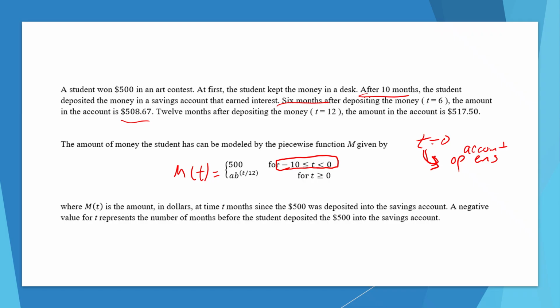Then as soon as we open the account, you're now going to switch your function, right? It's a piecewise function, to the bottom function, which is going to be an exponential growth for this savings account. Where M of t is the amount of dollars t months since the $500 was deposited, a negative value for t represents the number of months before the student deposited the 500 into the savings account.